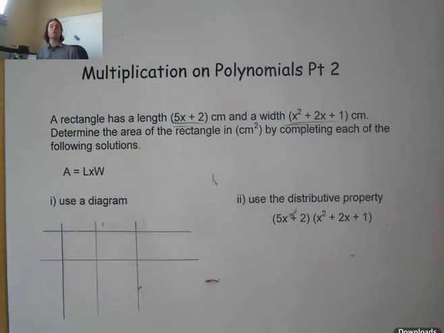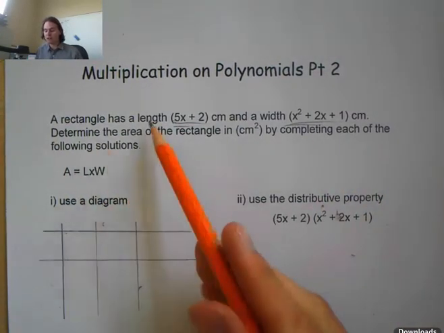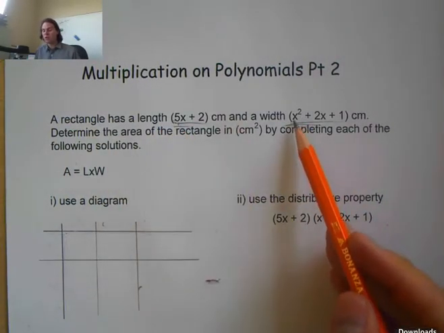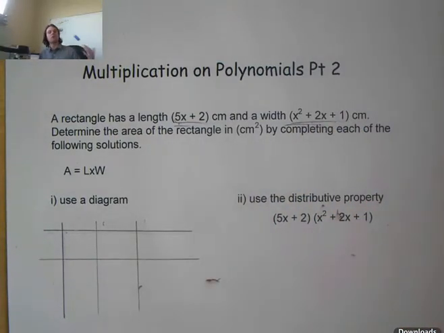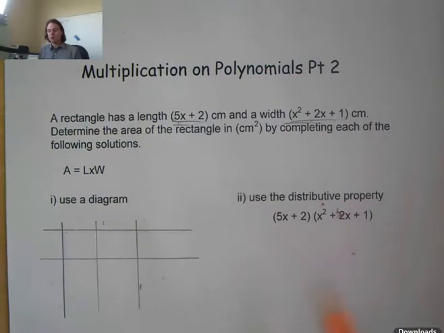Today we're going to continue our expansion of polynomials. Expansion meaning multiplying them out. So here my first question says a rectangle with a length of 5x plus 2 and a width of x squared plus 2x plus 1 centimeters. We have this rectangle, we want to find the area. Okay? Well, how do I do that?